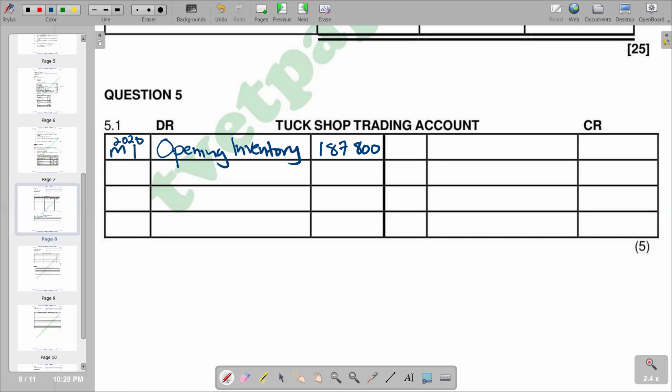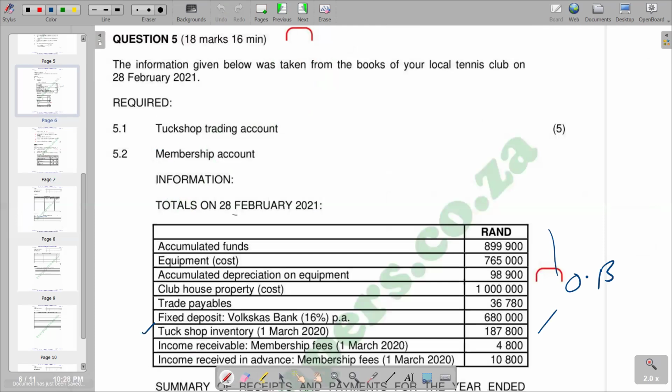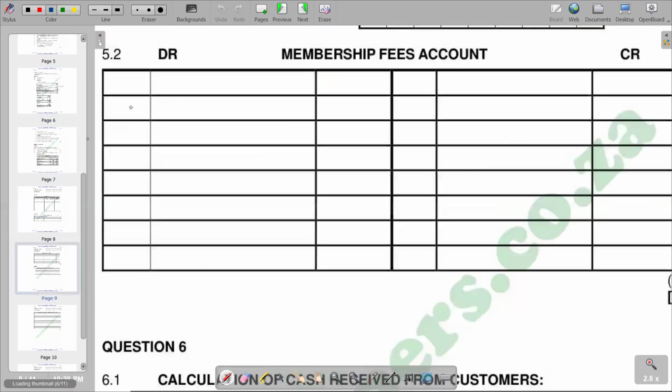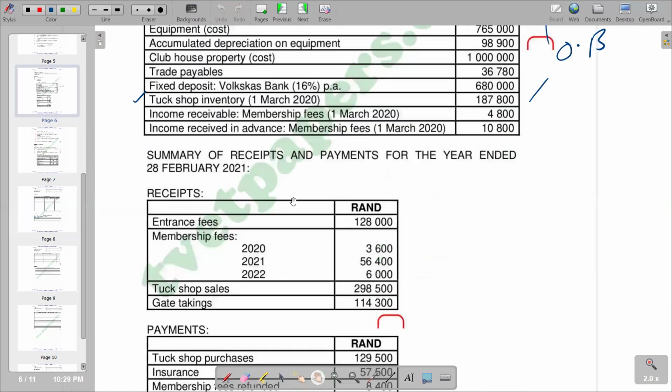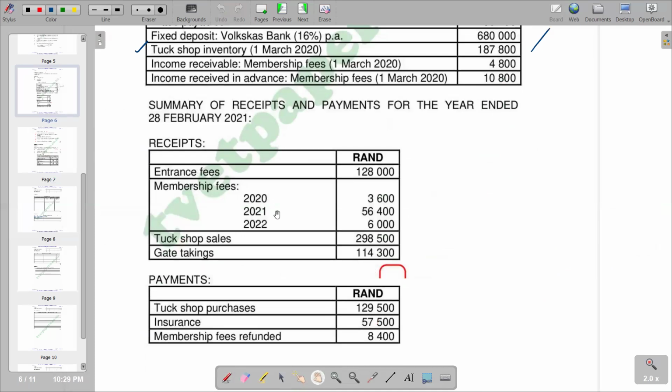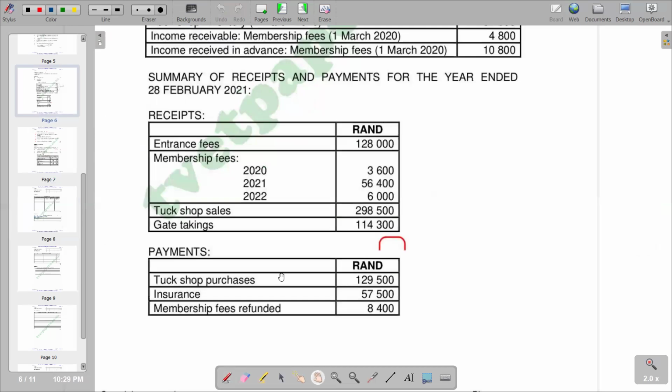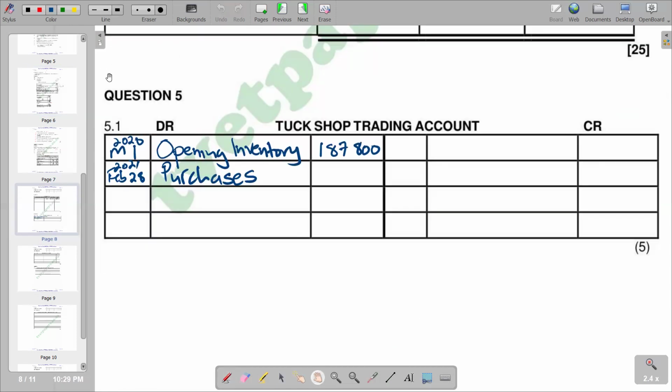And then we also check for our purchases on the debit side. Remember, we said we are supposed to have purchases, but for purchases, the date will be at the end of the period, and we check what's the end of the period. The end of the period is 28 February 2021. So in the date column we write 2021, February 28. And then we are saying these are our purchases. Then we can check the figure for purchases that we are given in the list of balances. We see that for purchases, we are given the tuck shop purchases, 129,500. So we come here, we have got 129,500.